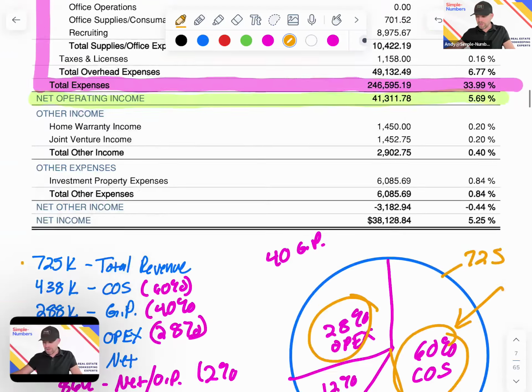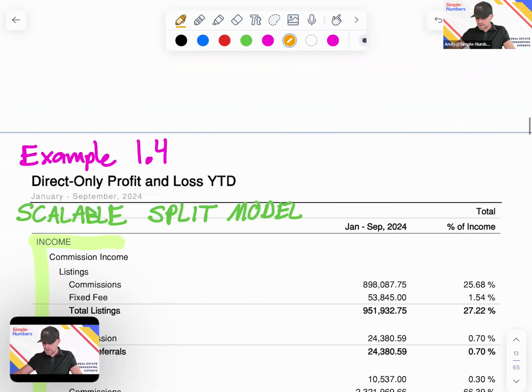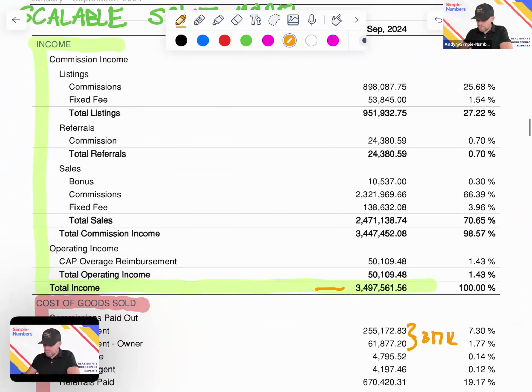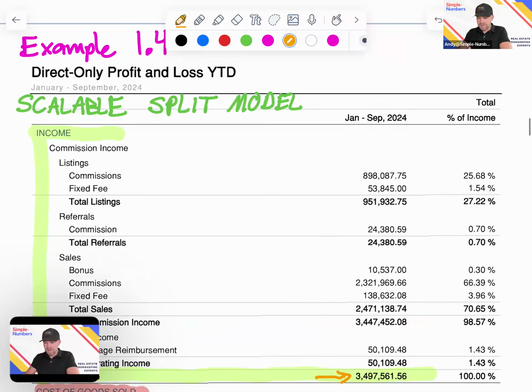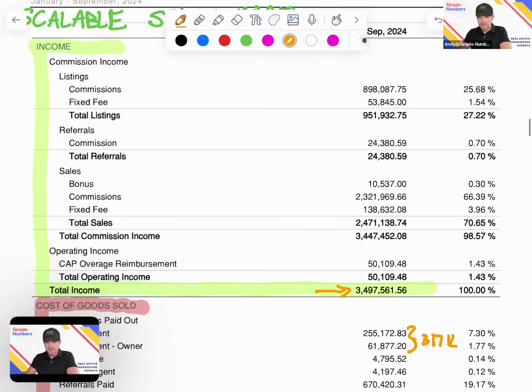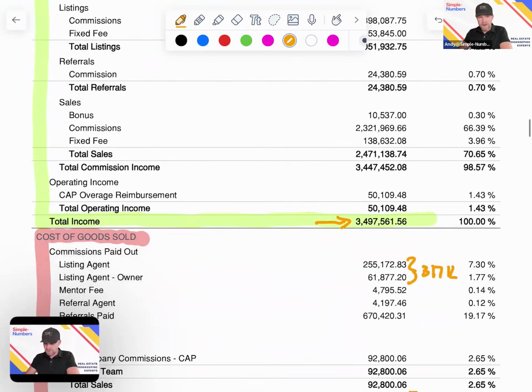So now that kind of shows you what the issues are with having the right splits. I want to show you one that I think does it right. Right here. Here's a scalable split model. So this person does it right, in my opinion. Total revenue, right there, about $3.5 million. This is January through September of this year, about $3.5 million, in this case all from the team. So zero owner transactions on $3.5 million. Okay, so it's a high producing team.